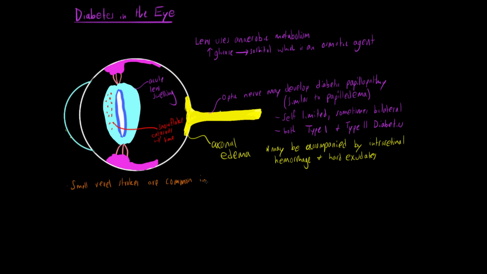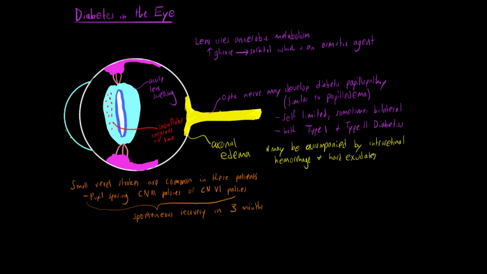These patients are vasculopaths, and they may suffer small vessel strokes within the cranial nerves, most commonly pupil-sparing cranial nerve 3 palsies or cranial nerve 6 palsies, that tend to carry a pretty good prognosis for spontaneous recovery within 3 months.